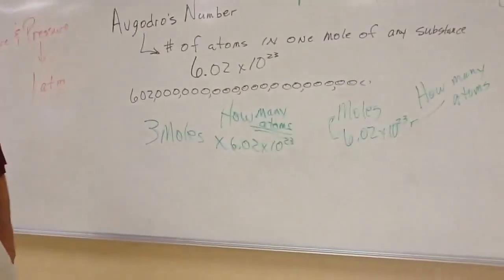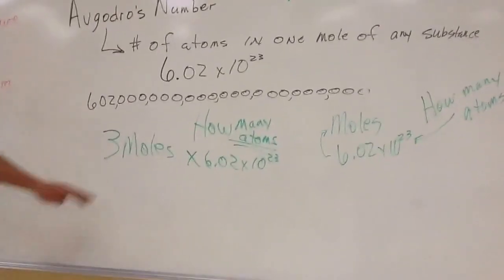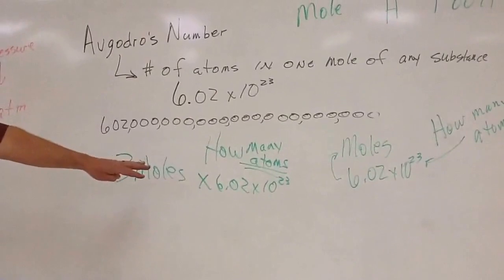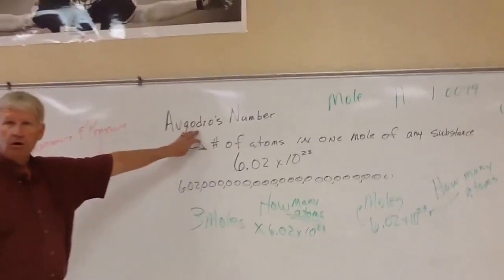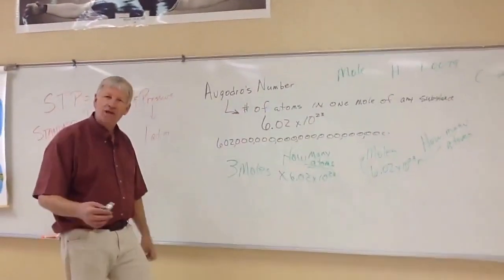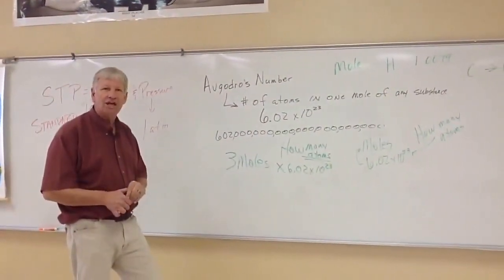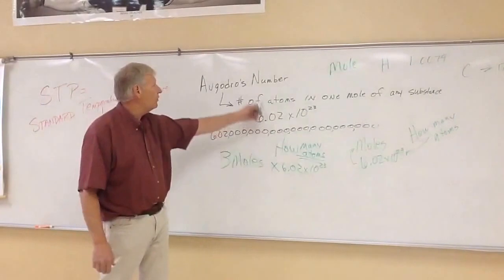So it's kind of cool. If you ever see how many atoms, then you multiply it times 6.02 times 10 to the 23rd. And whose number is that? That's Avogadro's number. So kind of a crazy deal, interesting deal. But once again, anytime we see how many atoms, we refer to Avogadro's number.